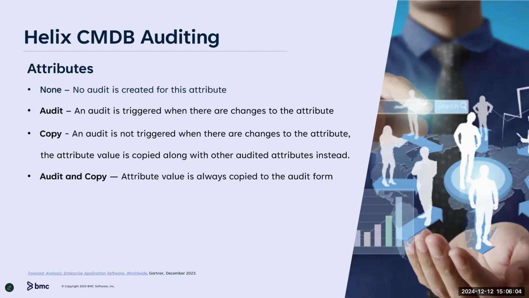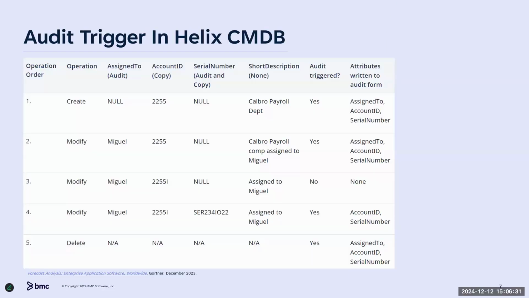This might be used when the attribute itself does not warrant an audit, but it would be useful to have a current state of that attribute copied to the audit form along with the other attributes that are being audited. The audit and copy method is a mixture of both the audit and copy options, which means whether there is a change in the attribute or not, its value will be copied to the audit form regardless.